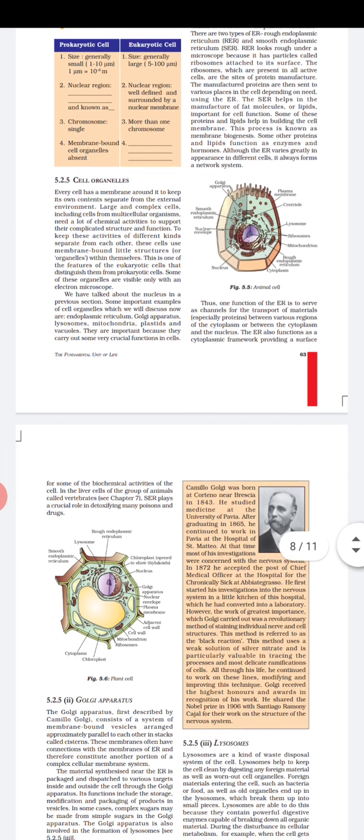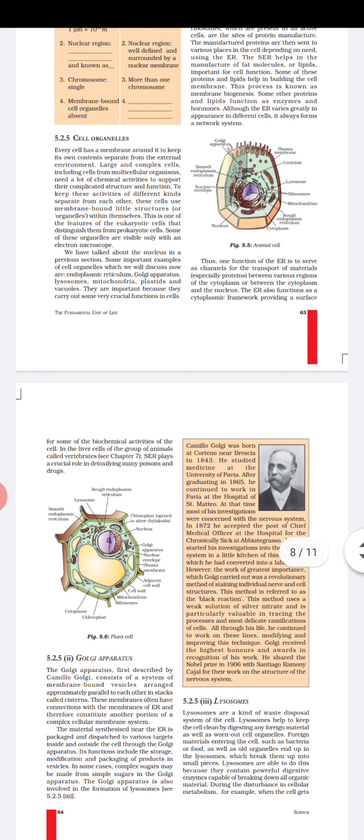Some of these proteins and lipids help in building the cell membrane. The process is known as membrane biogenesis. Some other proteins and lipids function as enzymes and hormones. Although the ER varies greatly in appearance in different cells, it always forms a network system. Here you can see the picture of an animal cell.